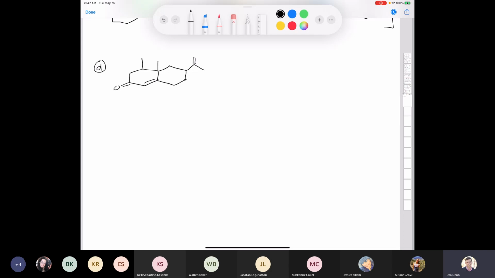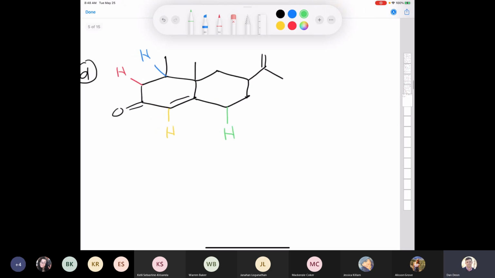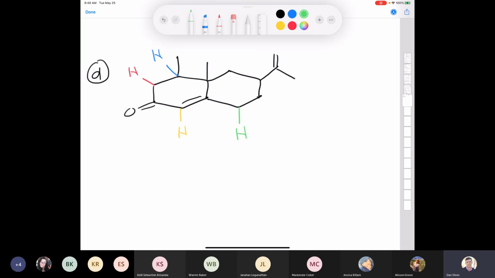So I'm just going to label a few protons. If I had this one, or this one, or I'll put this one in yellow, or if I had this one here. Okay, I've got a blue proton, a red proton, a yellow proton, and a green proton. One of these is more acidic than the others by a lot. Can anybody tell me which one of these would be the most acidic proton?